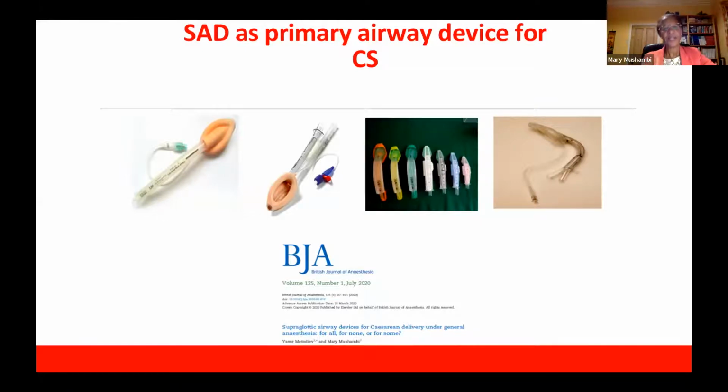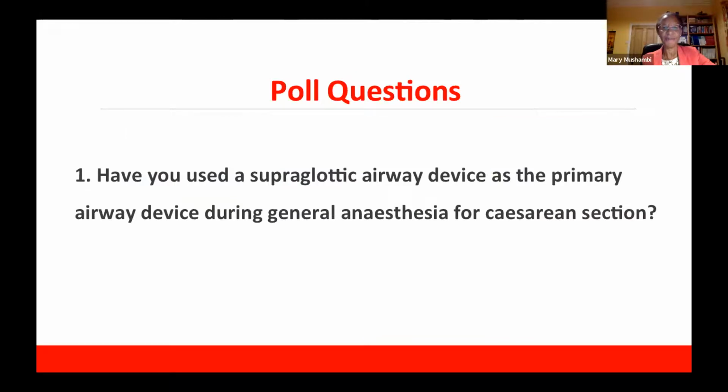Before I go on, I'm going to ask you all another poll question, and hopefully the poll question will come up for you to be able to answer. And the question is, have you used a supraglottic airway device as a primary airway device during general anesthesia for cesarean section? A yes or a no? I shall be very interested to hear what everybody's answer is.